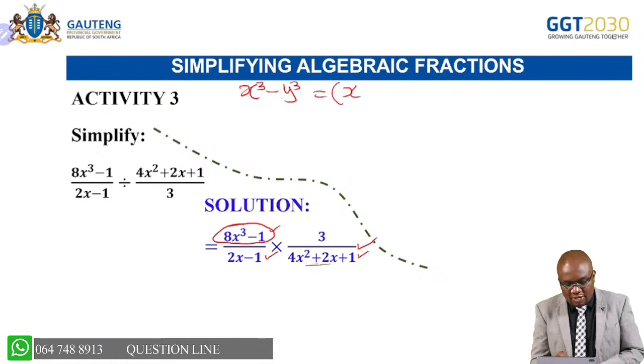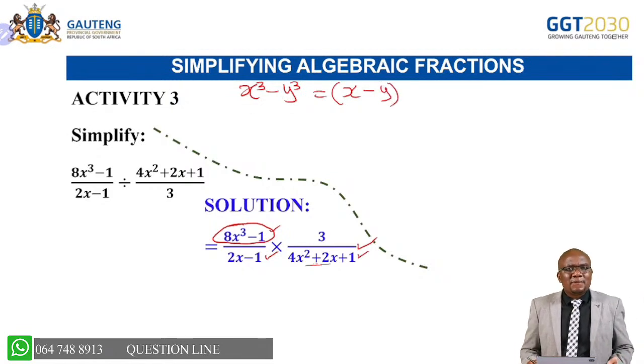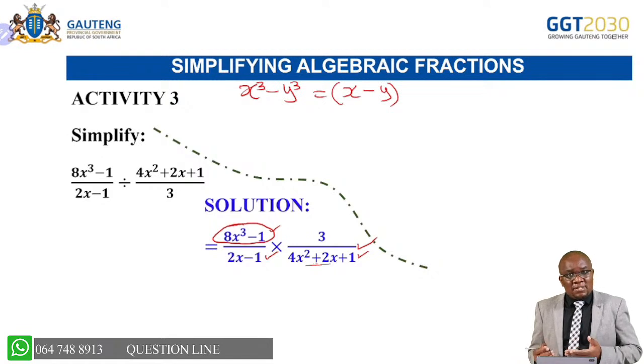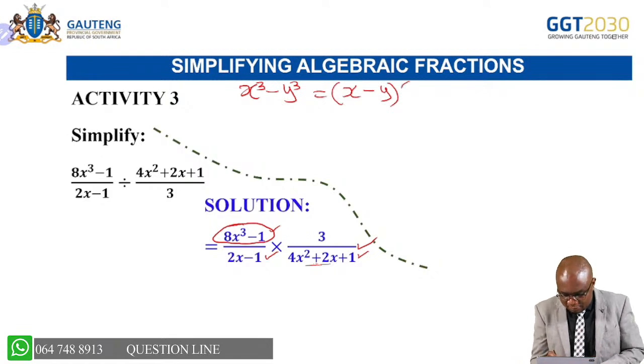Maintain the sign. Minus is minus. Cube root of y cubed is y. That's your first bracket. We did those steps together. We're revising. Do you see that? And then your second bracket, square x, x squared.